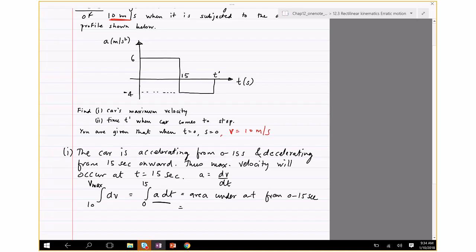So what's the area under the plot? It's a rectangle, so the area is base times height. The base is 15. The height is 6. So that comes out to be, is it 90?